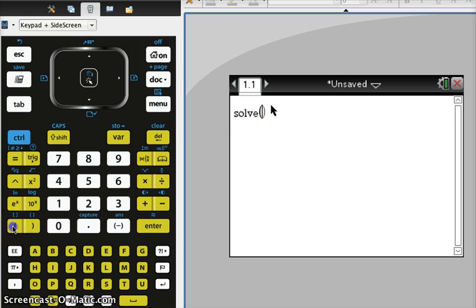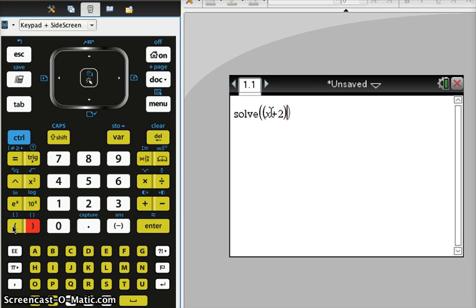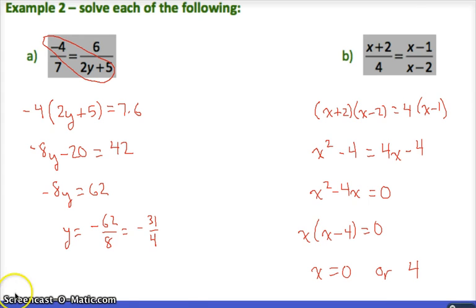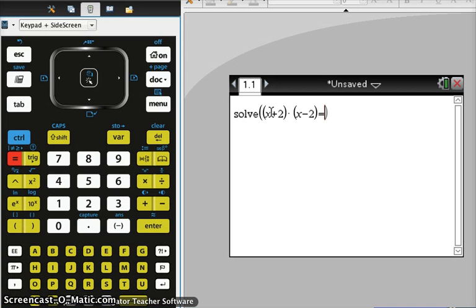And it was, careful with parentheses, x plus 2 times, do you need a times there? I'm not sure. x minus 2 equals, oh, and what did it equal? It equaled 4 times x minus 1. 4 times parentheses x minus 1. If you don't type that in just the same way it's supposed to be with the parentheses especially, it's not the way you want it.